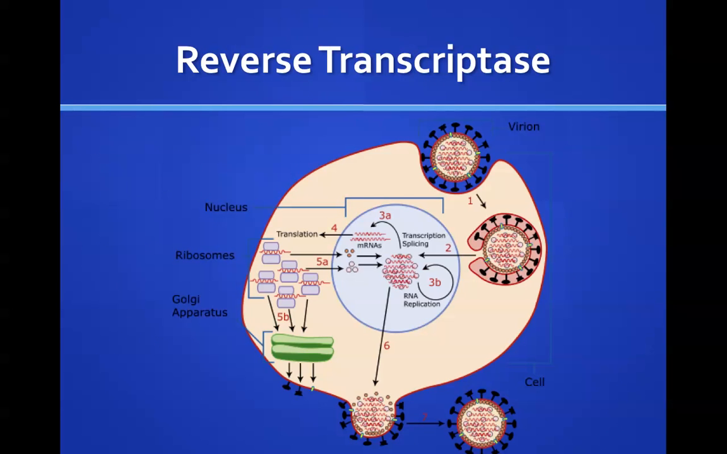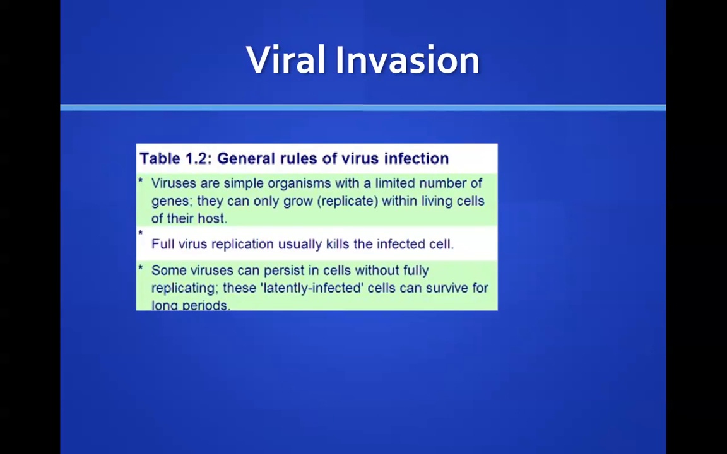Reverse transcriptase, another diagram. Viral invasion. So this goes back to what I was telling you about how we need to control the viruses so that all of these things don't happen. Let me talk about that right now. So that is called, where am I? Yeah. That's called a viral vector.